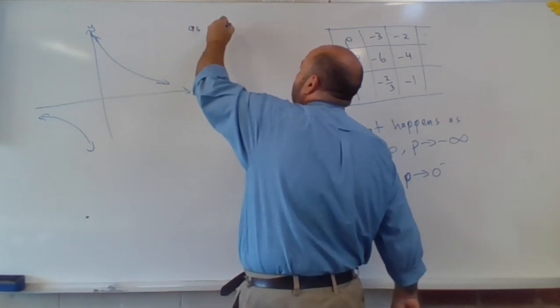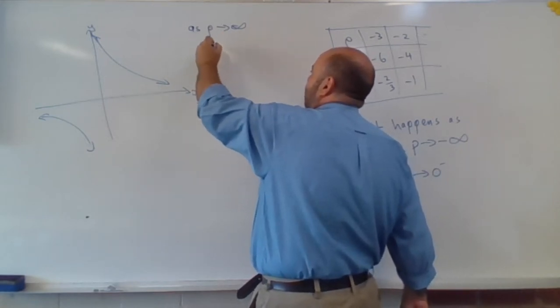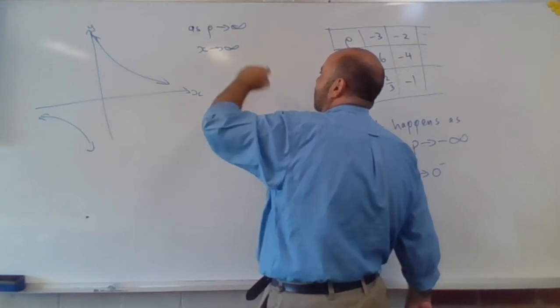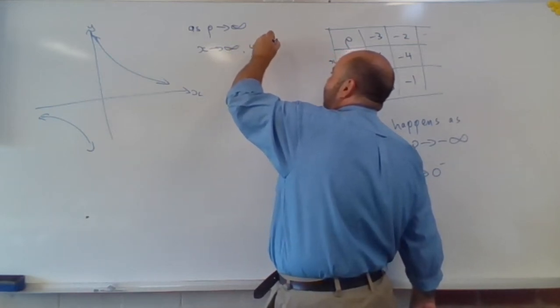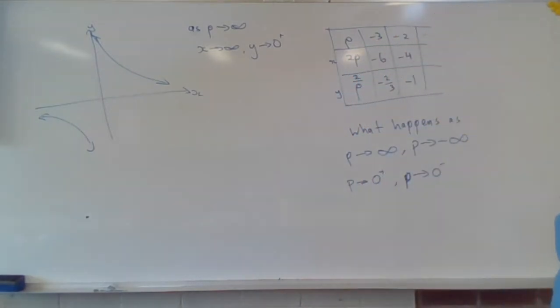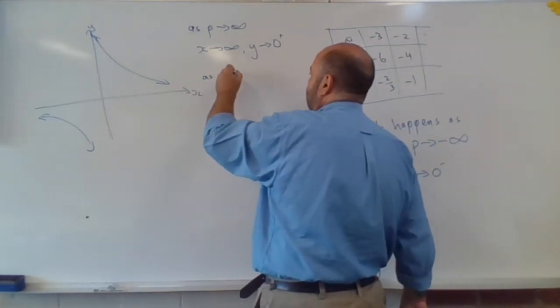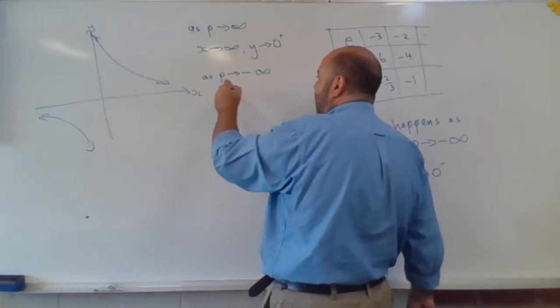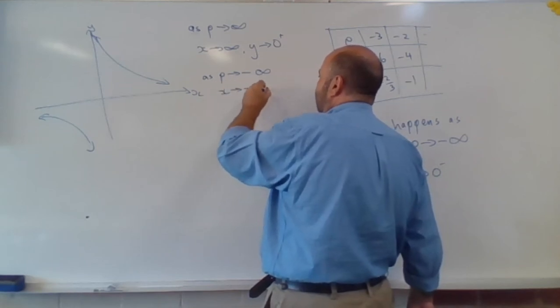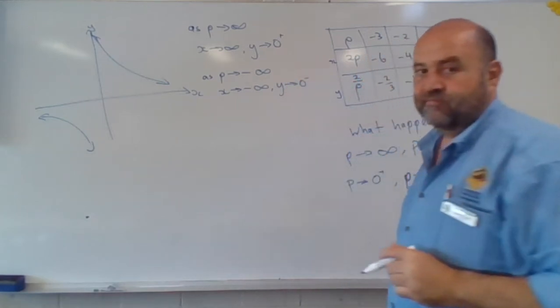As P approaches infinity, X approaches infinity, and Y approaches 0 from above. As P approaches negative infinity, well, then X approaches negative infinity, and Y approaches 0 from below.